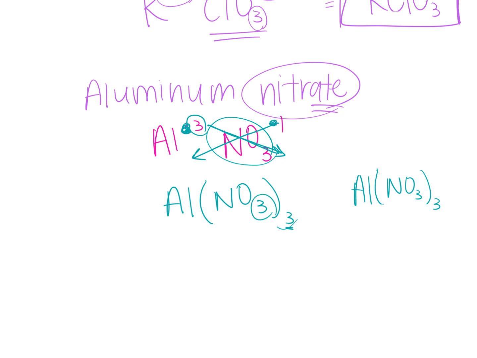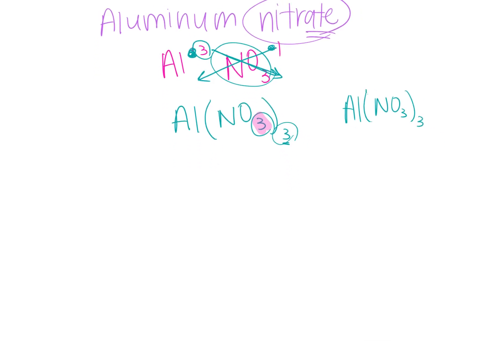Can we reduce these two 3s right here? We cannot, because this 3 is part of nitrate's identity. It's not changeable. We're not going to change that one ever. Okay? Feeling okay? All right, let's keep trying.